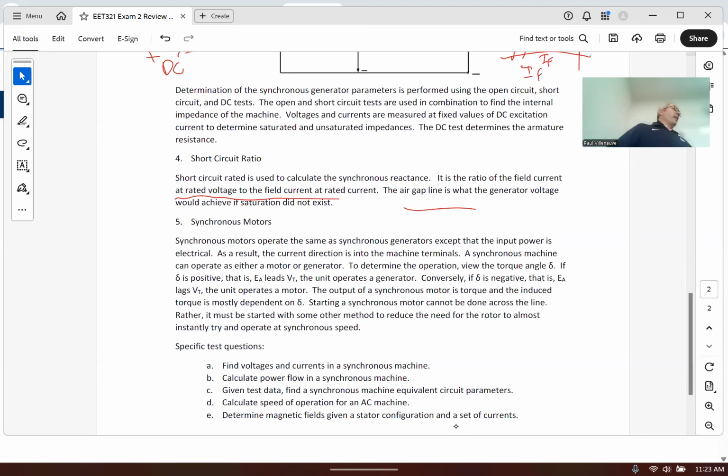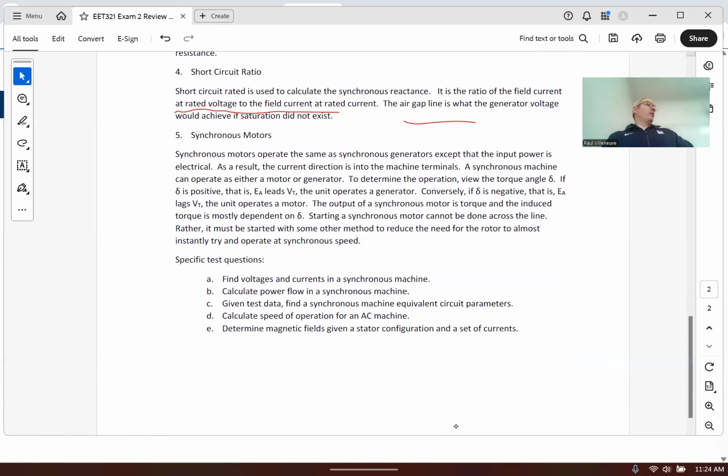You can also start it with a mechanical system, where you get it rotating a little bit, and then you flip the breaker and energize it, because once it's rotating, you're in good shape. The other thing is that some of the older motors have damper windings, so you can sometimes start them that way, but that's hit or miss. So that's how you would start a synchronous motor. Don't ever start one across the line.